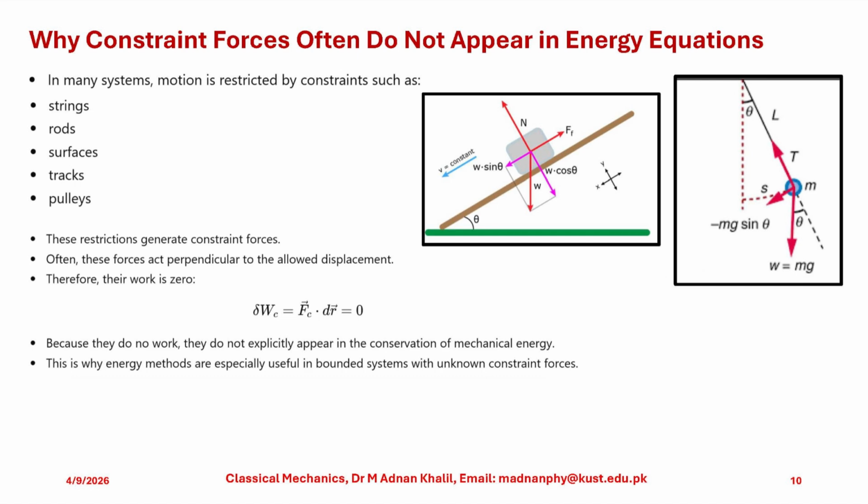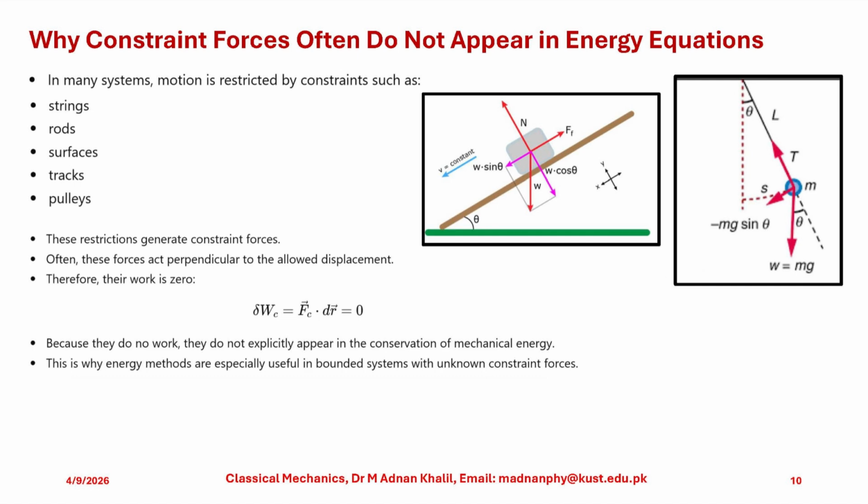Now, why do these forces often disappear in energy equations? Because work depends on the force in the direction of displacement. Mathematically, it can be described through the dot product. Now, if the constraint force is perpendicular to the actual displacement, then the dot product is 0. That means the constraint force may be present physically and may strongly affect the direction of motion, but it does not transfer energy into or out of the system.